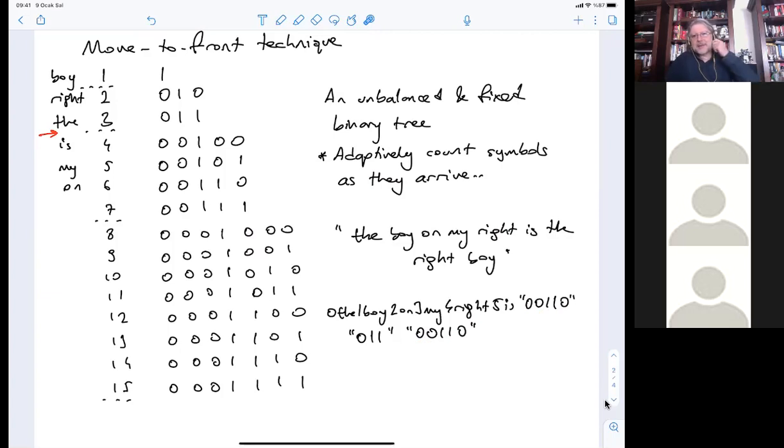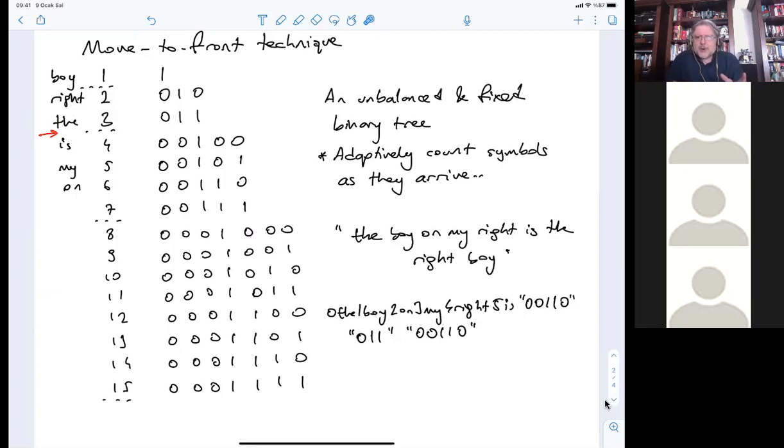Interesting, isn't it? We are using the same code words for different purposes because this dictionary is being updated all the time. It's a dynamic list. This is the move to front technique. And as you see, there are only a finite number of words that are usually used for constructing a text, maybe 200 words only.